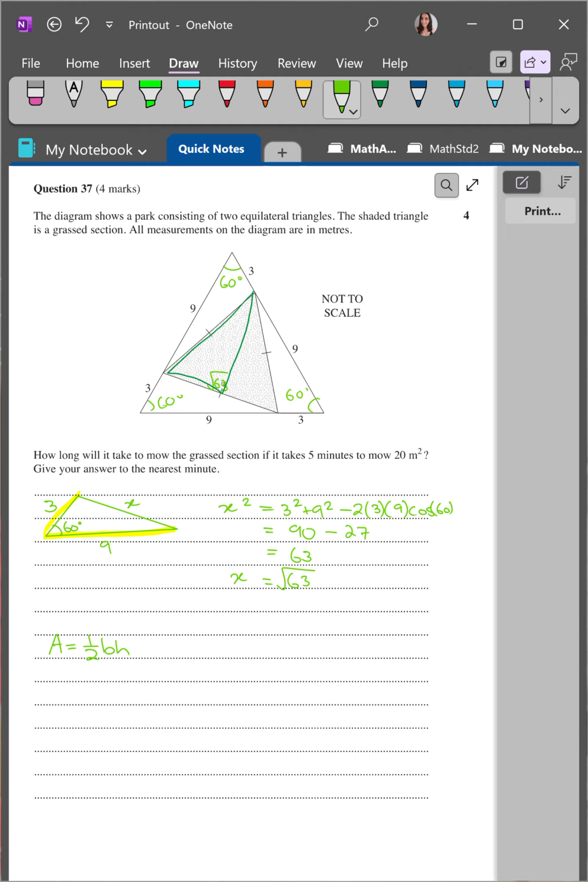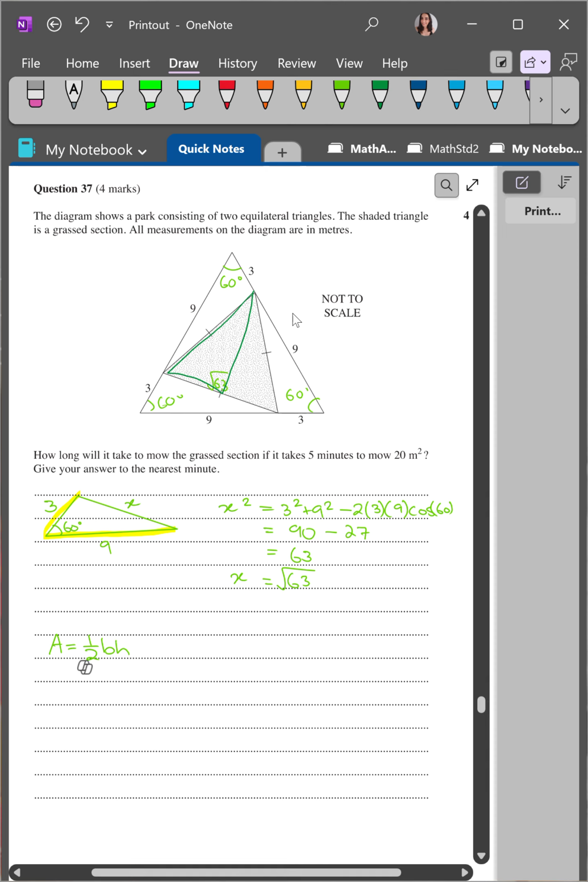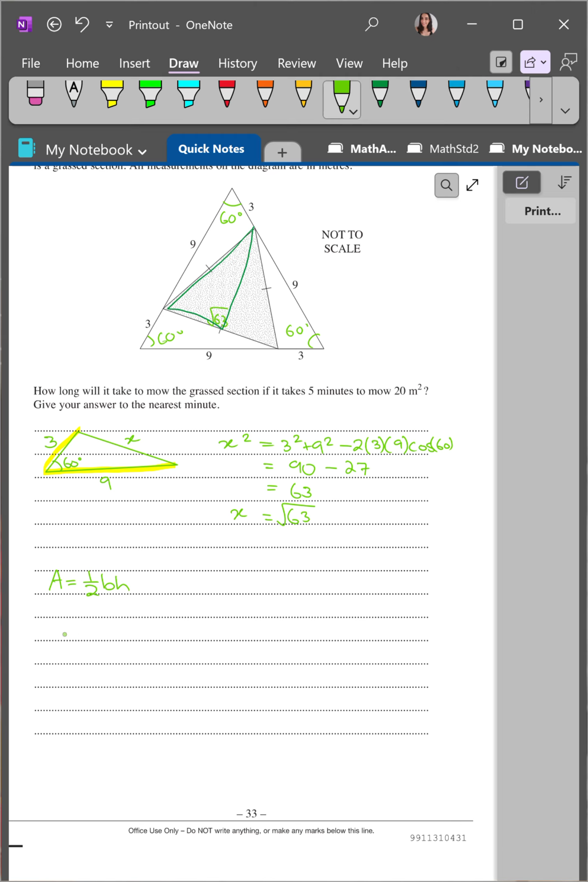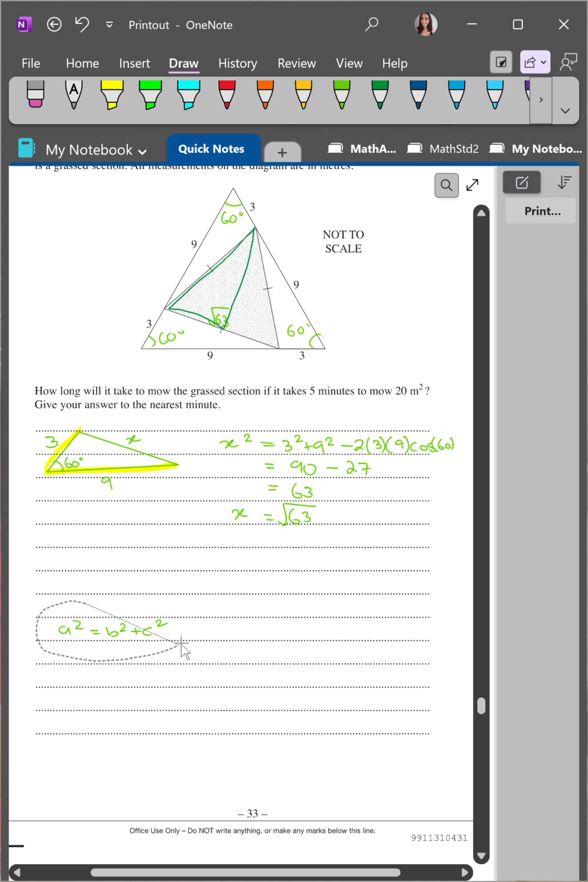But we only know the base and the hypotenuse. We don't know the height, right? So if we want to find the height, we could potentially use Pythagoras' theorem. In fact, we are going to use Pythagoras' theorem. Pythagoras' theorem is a squared equals b squared plus c squared. I'm just going to remove this for now because that's going to come in later.